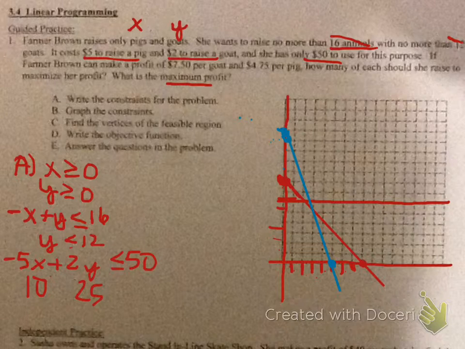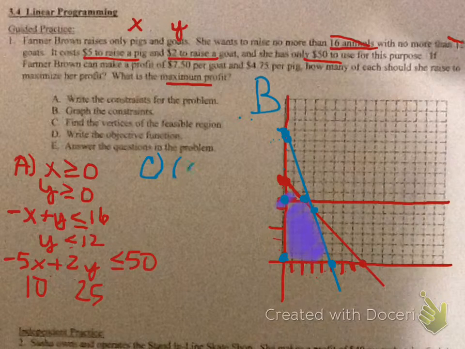Based on this being greater, greater, less, less, less, that means my shaded area ends up being right in here. Just this area right here. Which means then I'm looking at the vertices here, here, here, here, and here. So I've got 5 vertices. So I've done part B, this is part B. Part C would tell me to find the vertices.